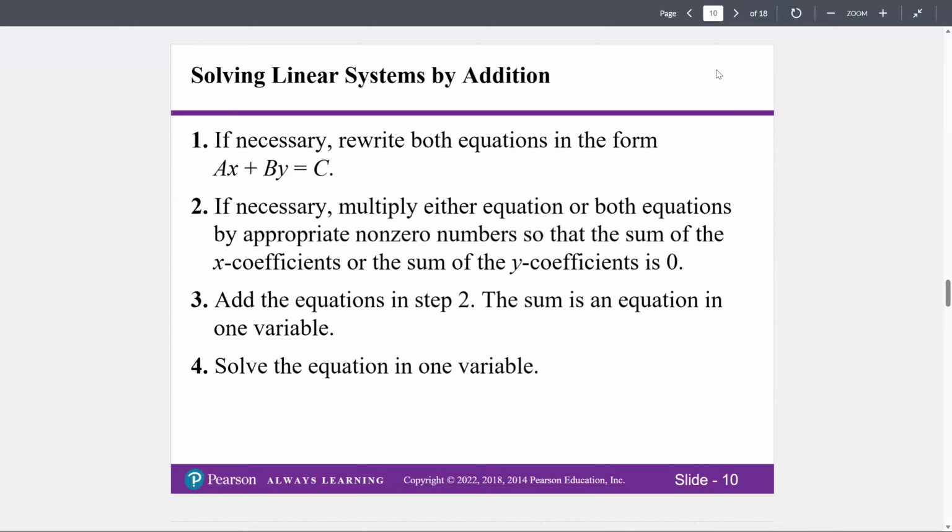So substitution method is a very nice method. However, we're trying to build into matrices eventually. So what we're going to do when we get into matrices, and also this will help us with larger systems of equations, is use what we call the addition method, or you may have heard this called the elimination method.